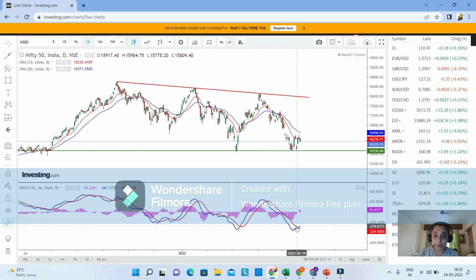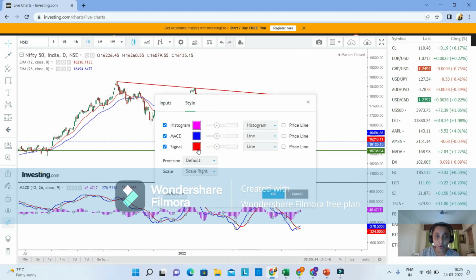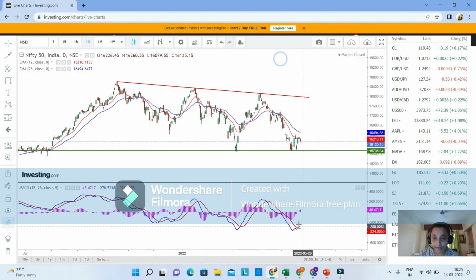The daily time frame has given me a signal here wherein there is a crossover. My blue line, which is the MACD line, is crossing over my signal line, which means my trend here on the daily time frame is slightly bullish. Why slightly? Because my histogram is not yet confirmed.